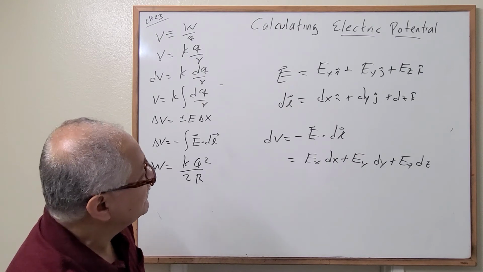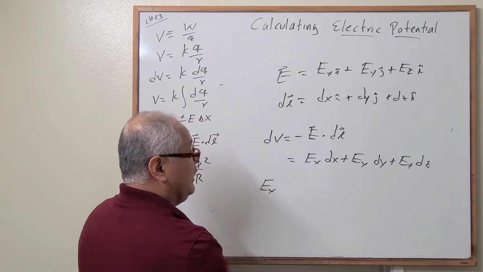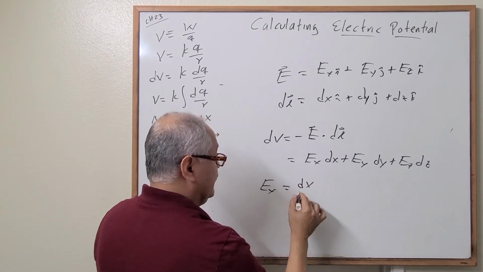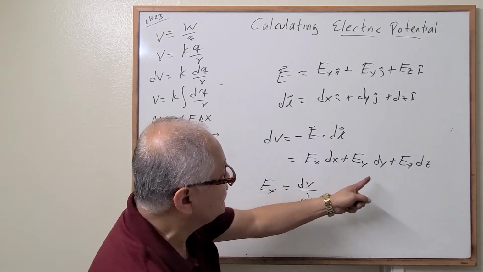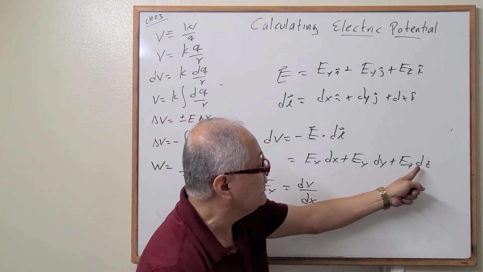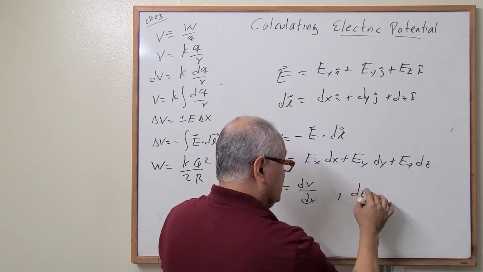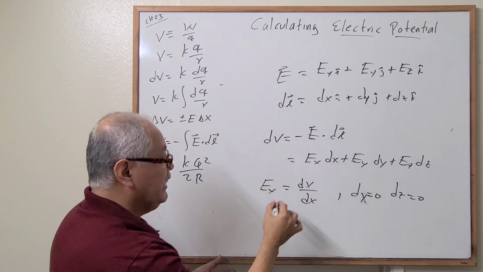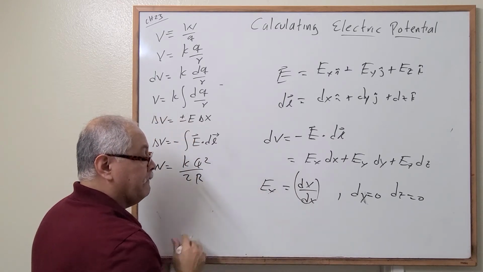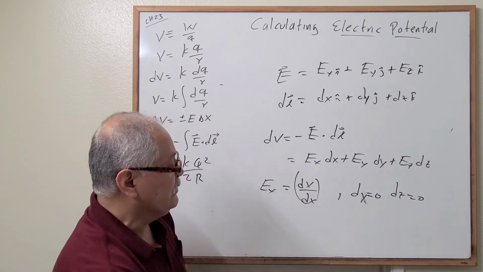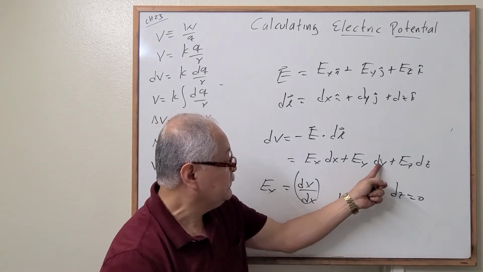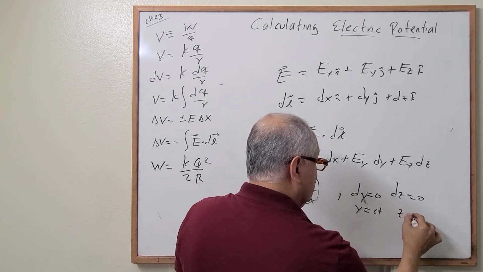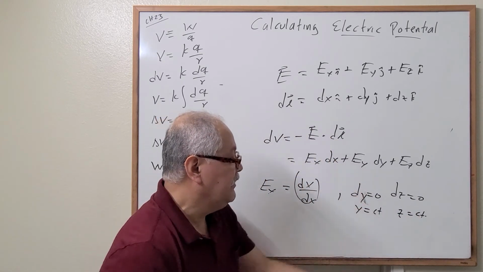Now, for example, if we are looking for this component of the electric field, it's going to be equal to only this one, the total divided by dx. But in that case, we have to make the others 0, so dy equals 0 and dz equals 0. The component in this direction is then equal to this ratio. To make it 0, y must be constant, and z also must be constant. If it is constant, the derivatives are 0.